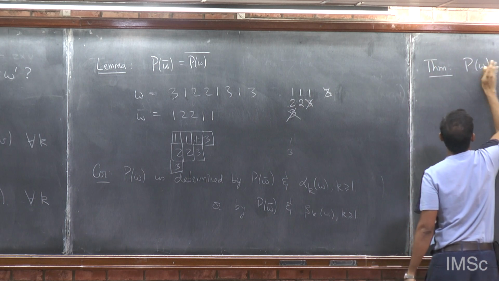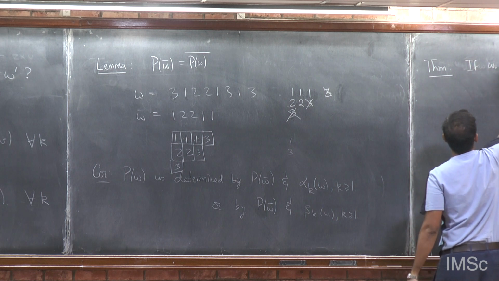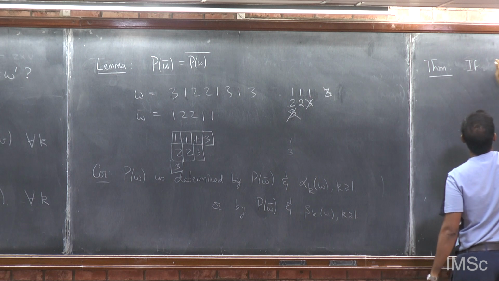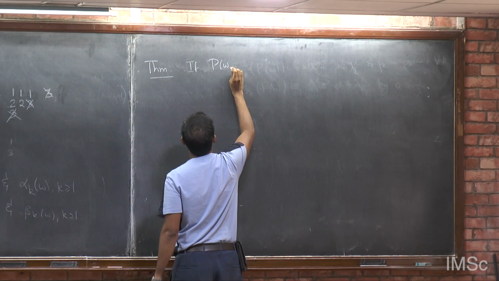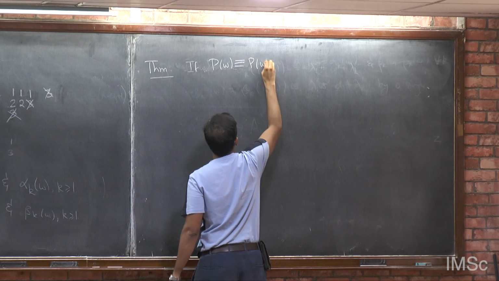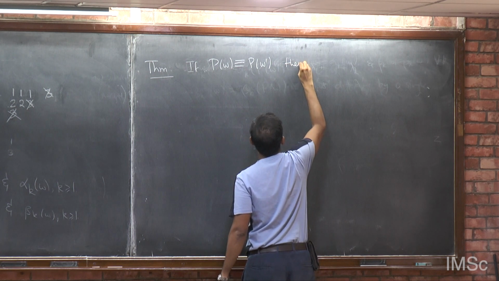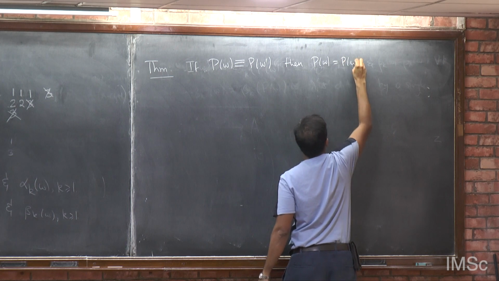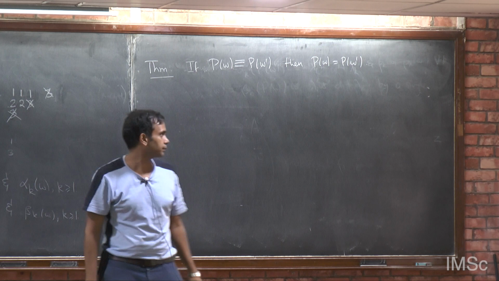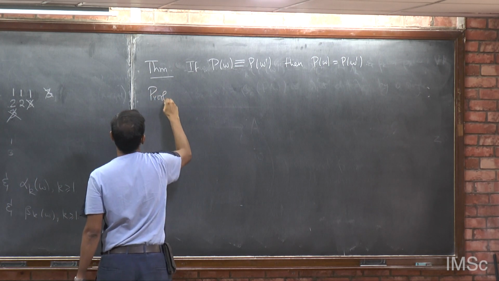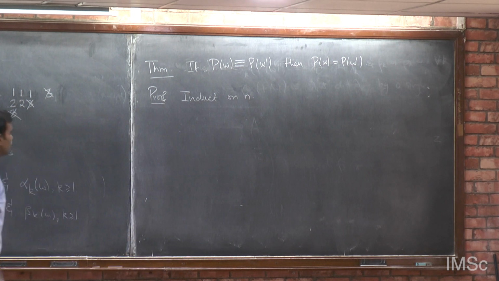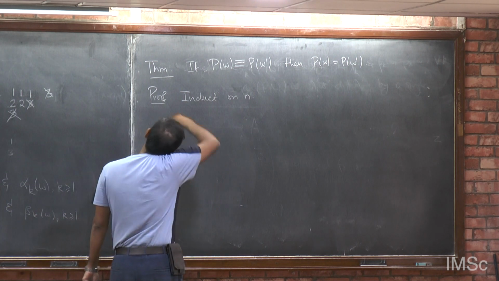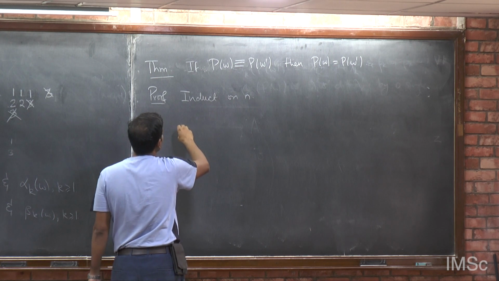If P of W is congruent to P of W prime, then P of W is equal to P of W prime. So the proof is by induction on n. When n equals 1, it's obvious, right? Now when n is larger than 1, let's assume it's true for n minus 1 and so on.